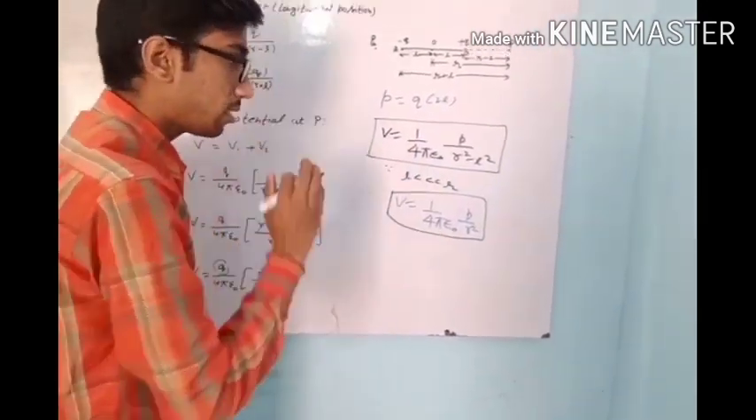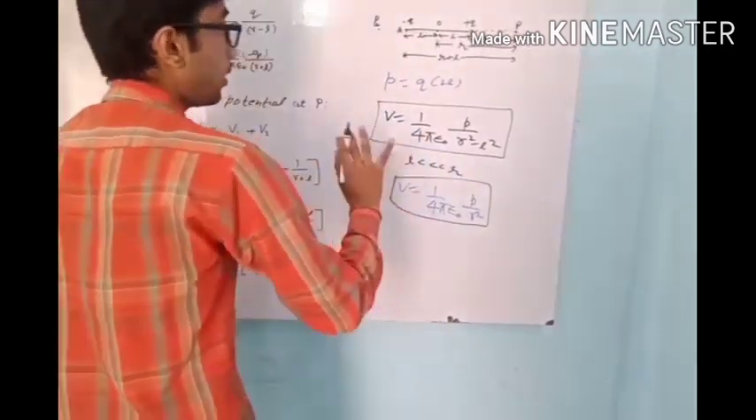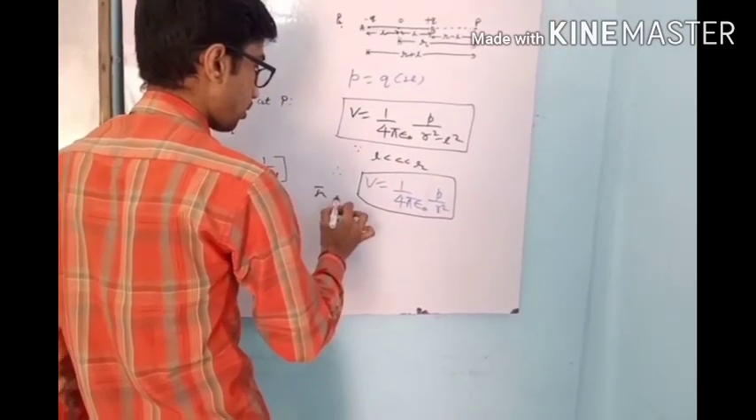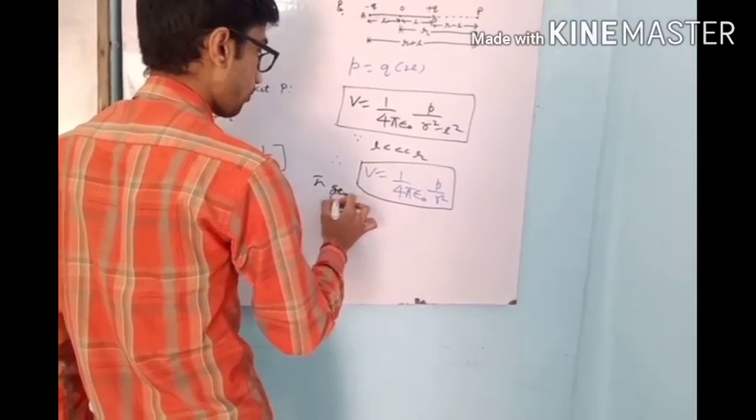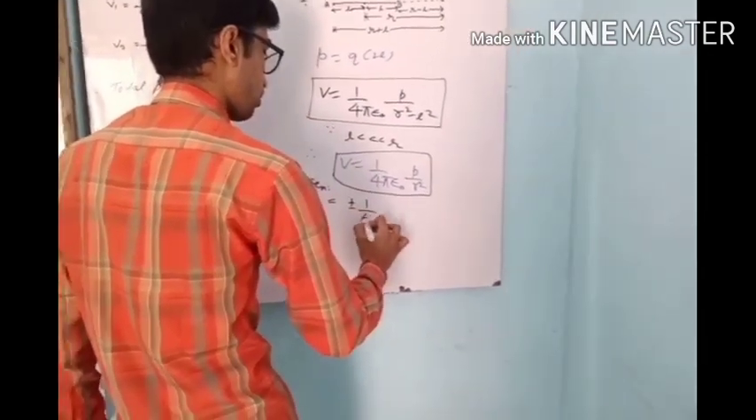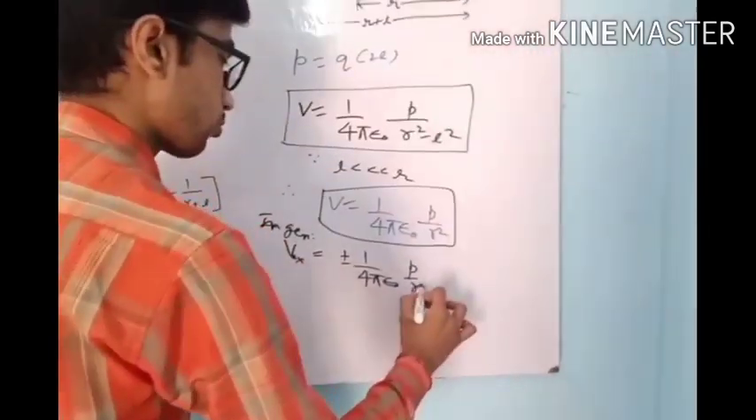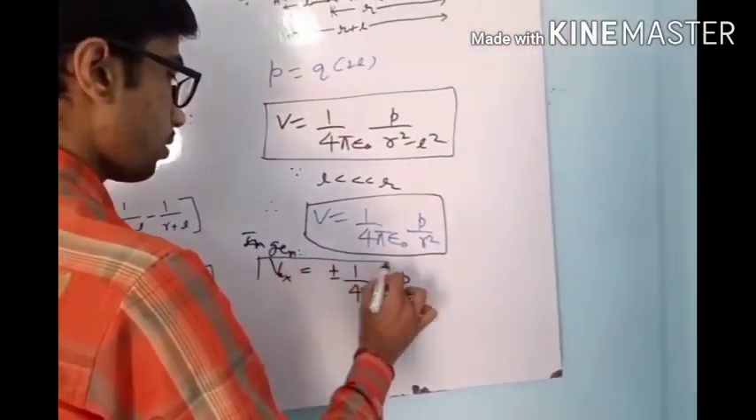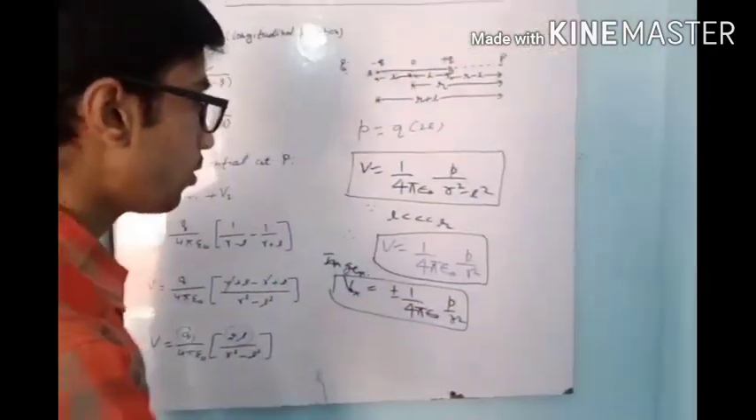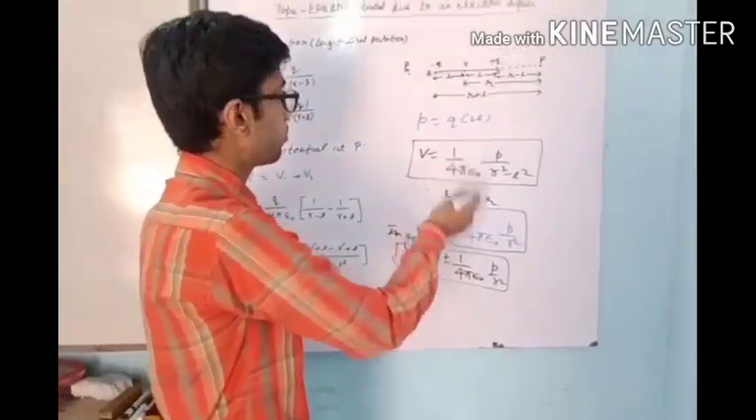So in general, the potential at an axial point is V axial equal to plus minus 1 over 4 pi epsilon naught P over r square. The sign, positive or negative, depends on the position of your point where you are determining the electric potential.